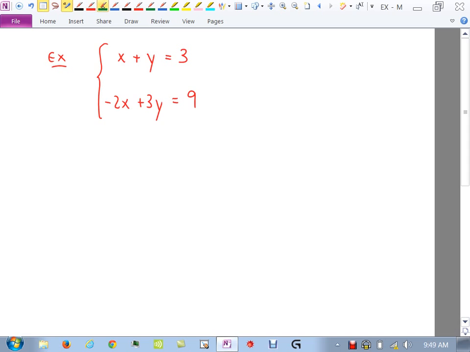And then just right here to the side, I'm going to put equation 1, equation 2, just so I have a reference. When I talk about it, you'll know which ones I'm talking about. All right.